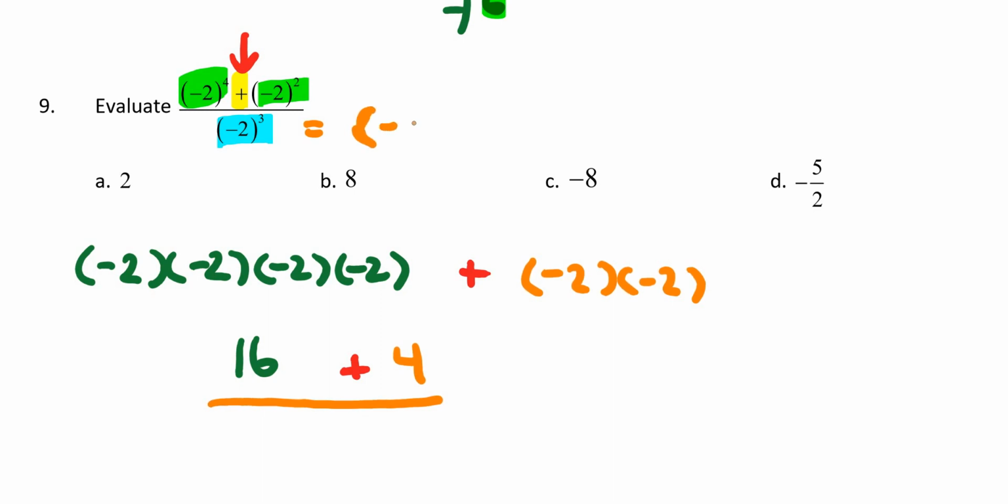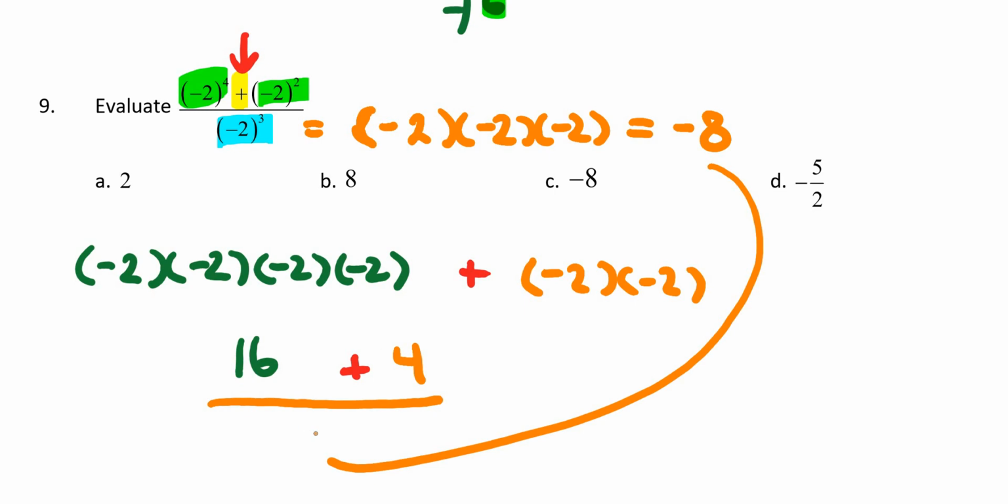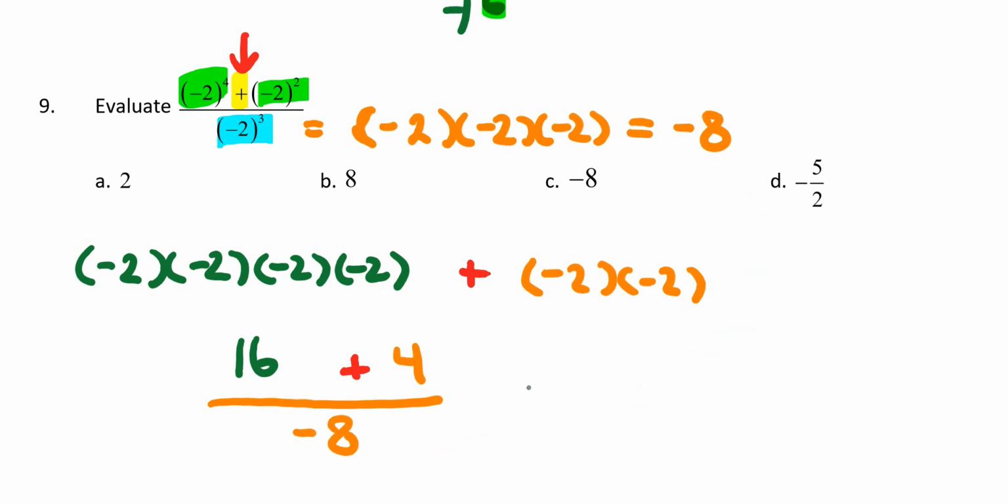All right, so what's in the brackets? It's a negative 2, right? So negative 2 times negative 2 times negative 2. This is going to be negative 8. So on the bottom here, we have negative 8. Okay, now we need to just finish this off here. So 16 plus 4 is going to be 20, divided by negative 8.